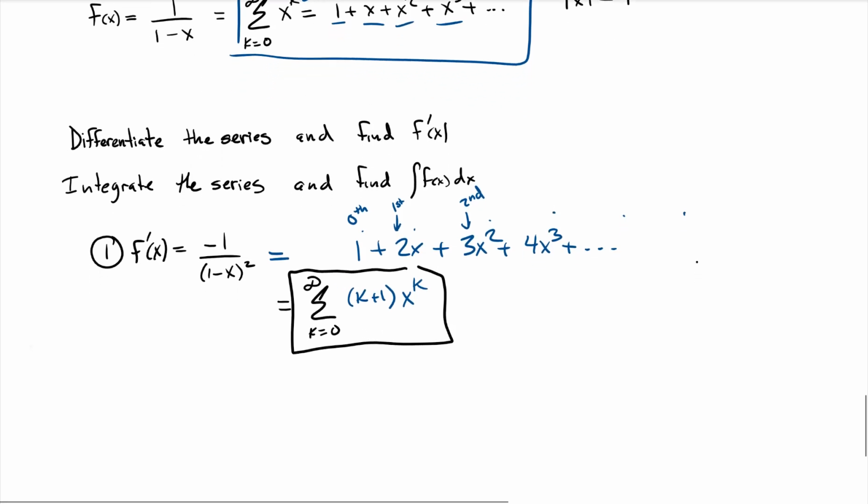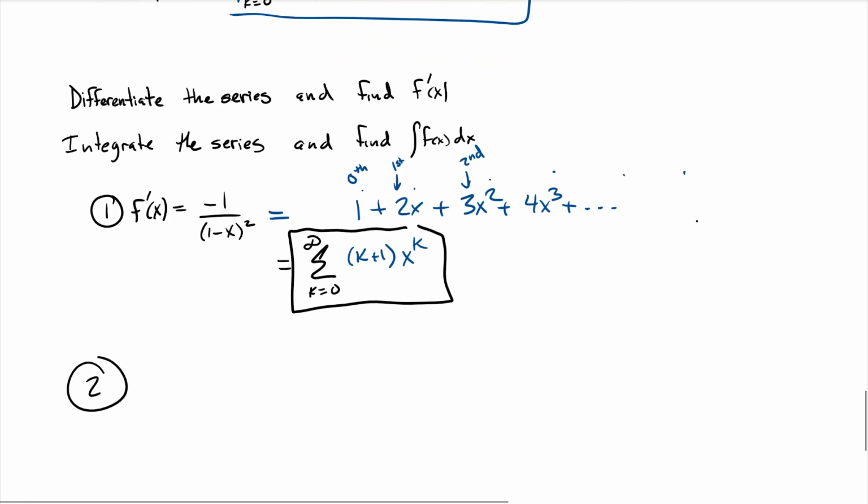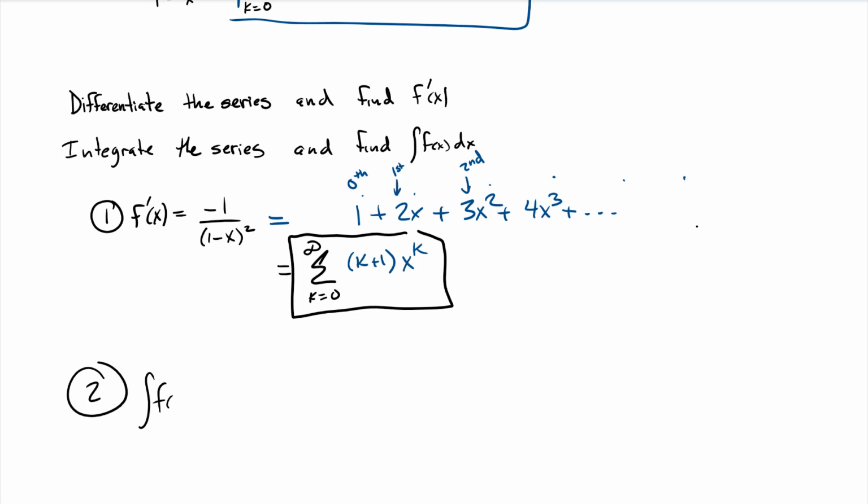So we found f prime of x. Now let's integrate the series. So for number 2, what are we integrating? 1 over 1 minus x. So clearly the integral of f of x dx is just going to be the negative natural log of the absolute value of 1 minus x, of course. And then there's a plus c. Yes? There's some sort of plus c. Cool.